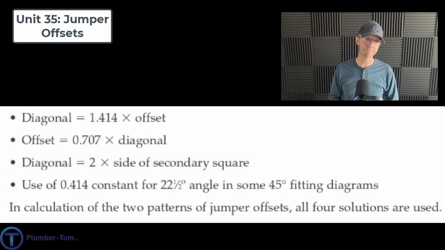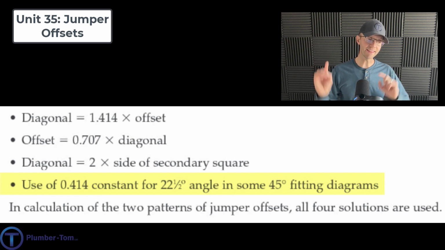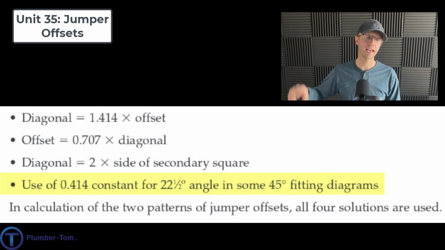And finally, you're going to need to use 0.414, which is the constant for a 22-degree angle when we're using 45-degree fittings. Now, that also will make sense to you in just a few minutes. And this one you're going to hang on to for the next 2 units, 36 and 37. We're going to be relying heavily on that number, 0.414.